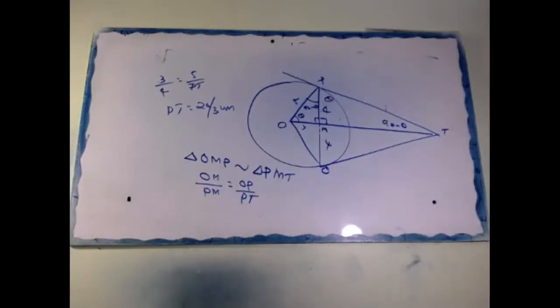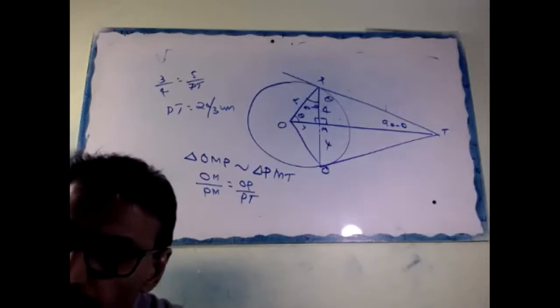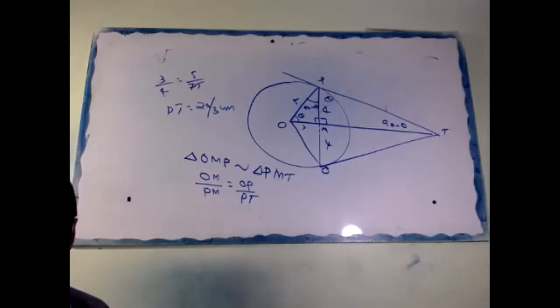Okay. So 3 by 4 equals 5 by PT. Therefore, PT equals 20 by 3 centimeter. Okay. Check all. Check the note.